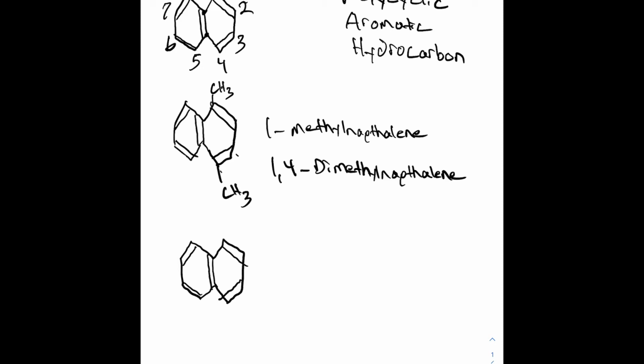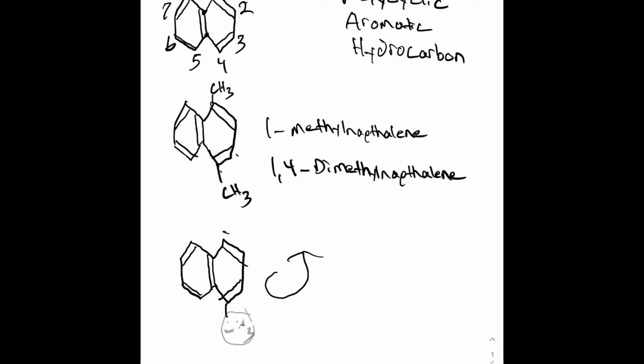What if we had the methyl group, say, down here by itself? Well, that too will be 1-methyl naphthalene because these molecules are symmetrical. If I would, say, rotate this naphthalene 180 degrees, this right here would now be on top. So it's the same molecule.